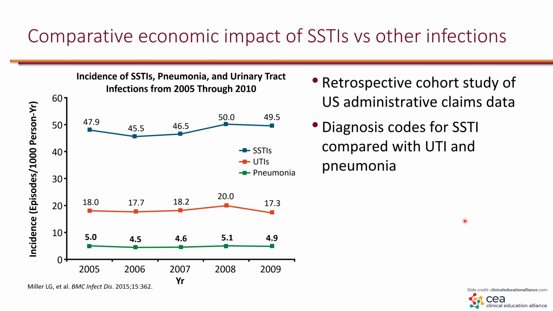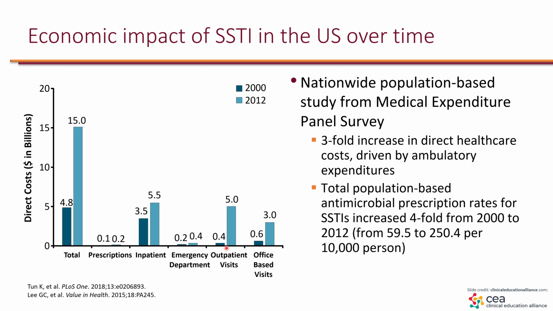Let's take a look at the significance of skin and soft tissue infections. In this retrospective cohort study of US administrative claim data, we can see that the incidence of skin and soft tissue infection is about 50 per 1,000 person years. And that is significantly higher than UTIs and pneumonia. And this high incidence leads to a huge economic impact.